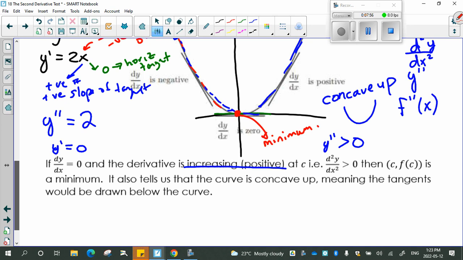So you might be saying, okay, it's showing me how to draw the picture, that's nice, but I already know how to find a maximum and a minimum from the first derivative test. What else can the second derivative test tell me? And it's coming up. Here we go.